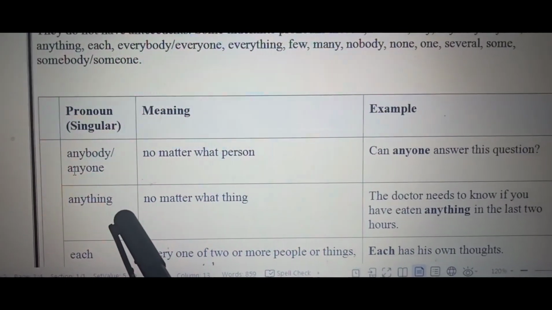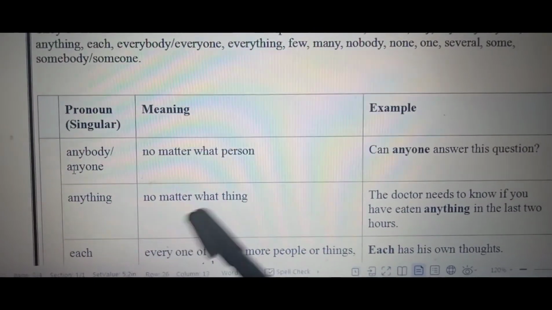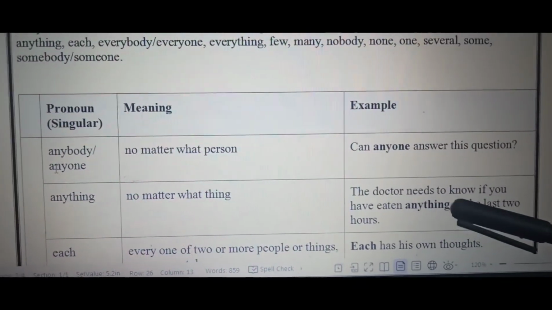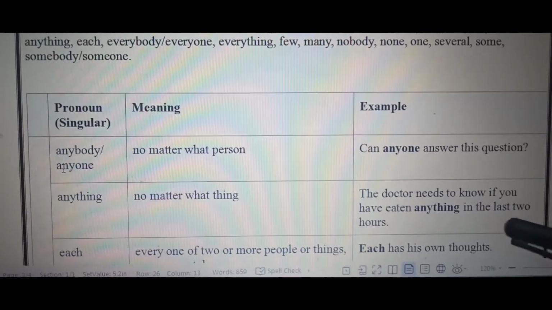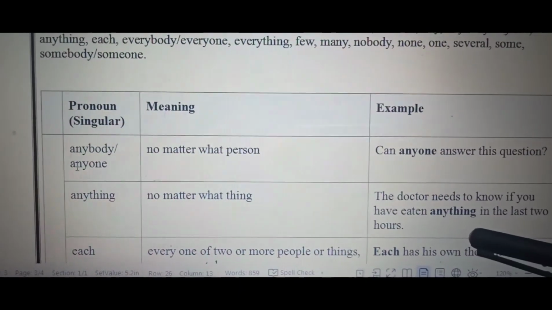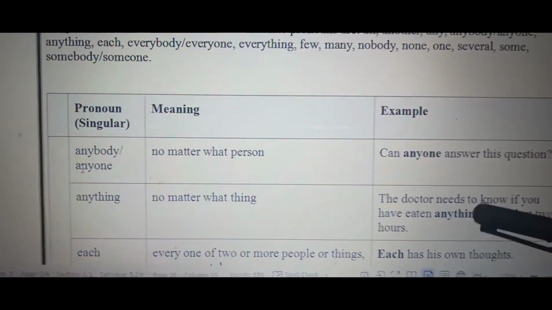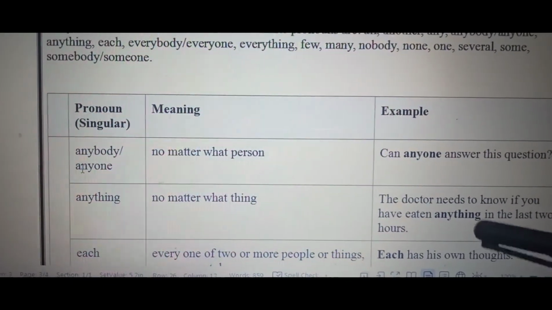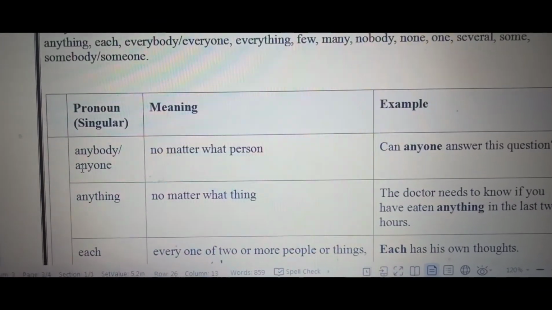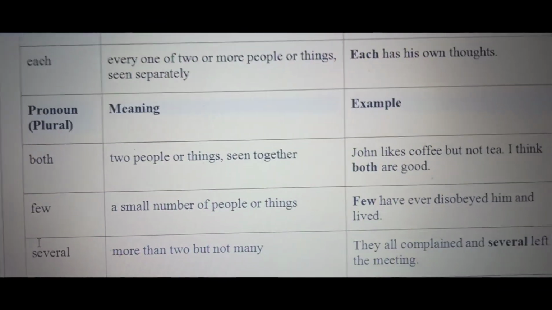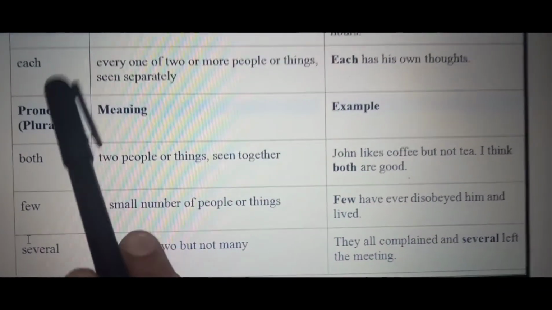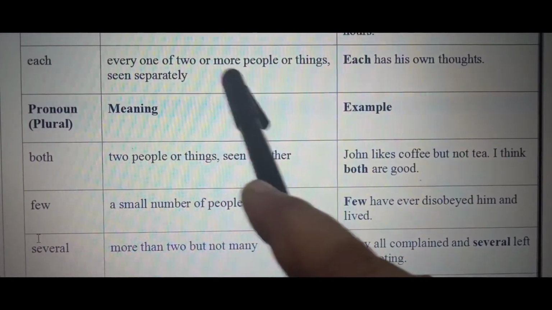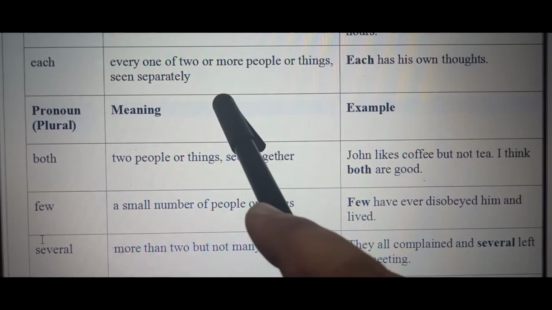Next is anything. Anything means no matter what thing, right? Anything means kuch bhi, right? The doctor needs to know if you have eaten anything in the last 2 hours. Again, it's not specified what we are talking about, right? So it is again an indefinite pronoun. The next one is each. Each, an indefinite pronoun, is used for every one of 2 or more people or things seen separately.